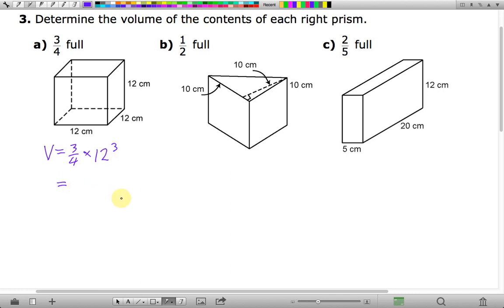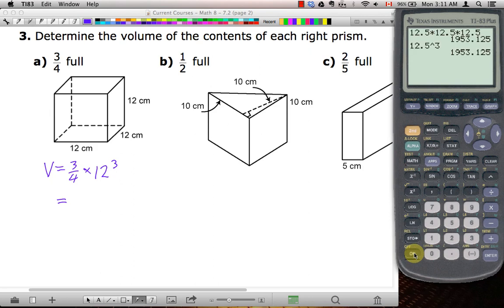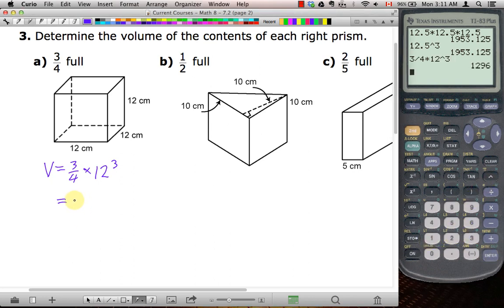So now again, if you're not sure how to use your calculator on this, I can show you. What you do is for 3/4, you just do 3 divided by 4, and then you can multiply by 12, and again you want to cube it. So that gives you 1,296. Oops, my 9 came out a bit funny. There we go, that's better. Cubic centimeters.